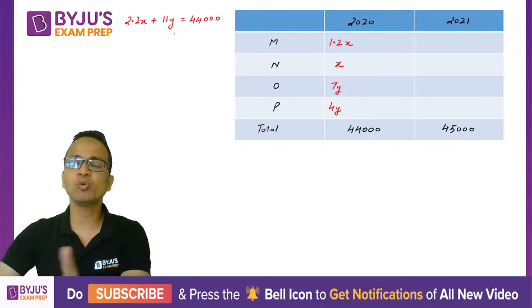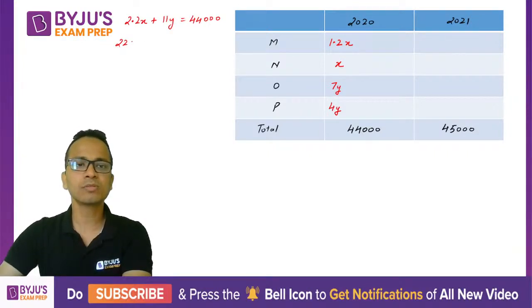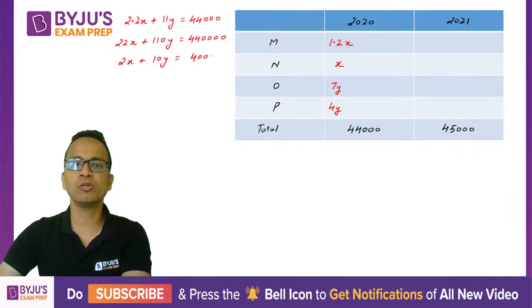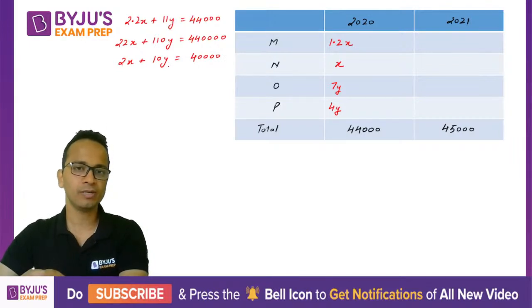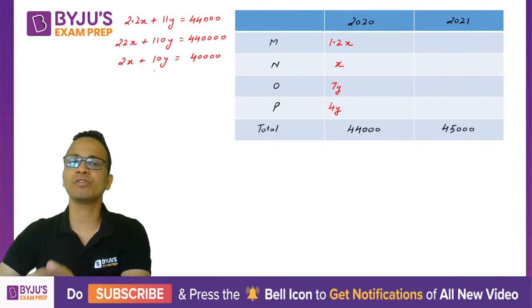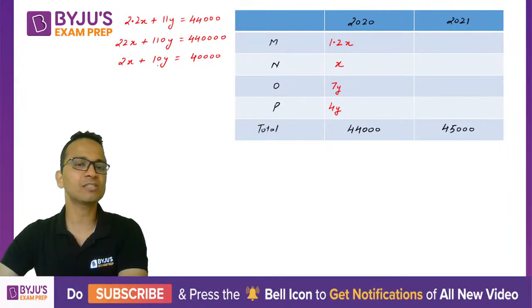Now step by step you can simplify this equation. So first of all, I'll multiply this entire equation by 10. 22x plus 110y is equal to 440000. Then I can take 11 common. So this will become 2x plus 10y is equal to 40000. So I have taken 11 common. So this is the simplified form of the first equation. So first equation will be 2x plus 10y equals 40,000, right?